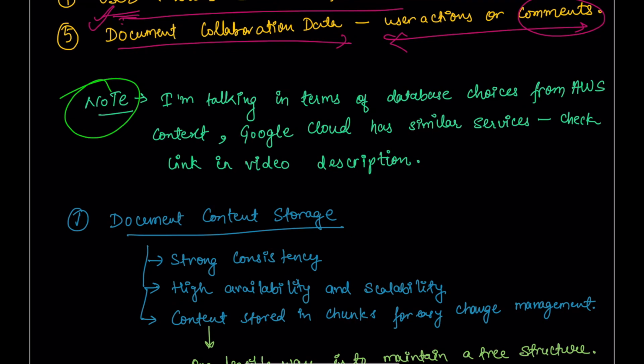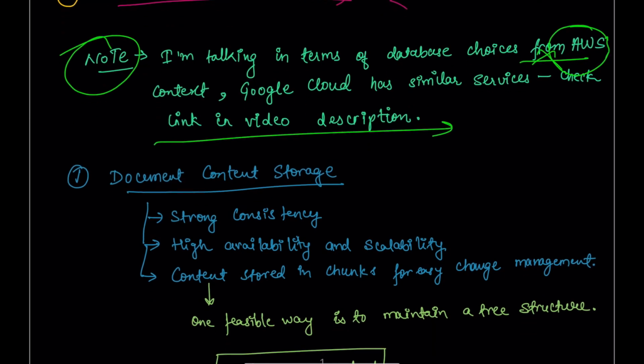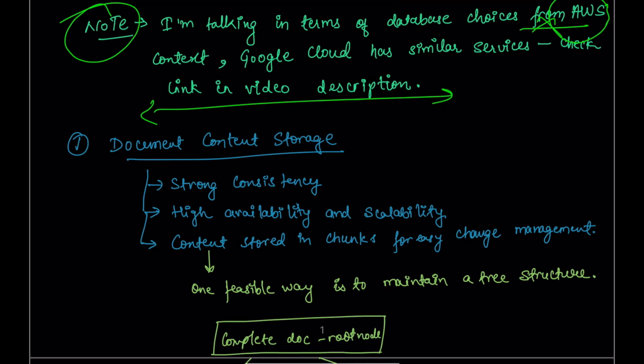I'm talking in terms of database choices from AWS. Mostly I have worked with AWS, so I'm talking about design choices in consideration of AWS, but definitely there are related services in Google Cloud and Microsoft Azure as well. Google Cloud is definitely not using AWS, but there are related services which are used accordingly. I will try to add all the links in the video description. There you can find information on how Google Cloud services compare to AWS, or what the replacement products are for whatever products are offered by AWS.